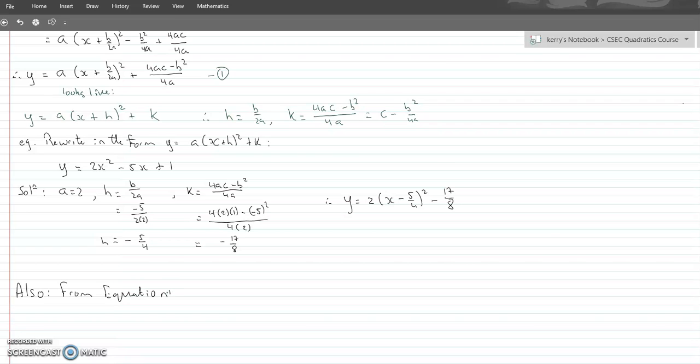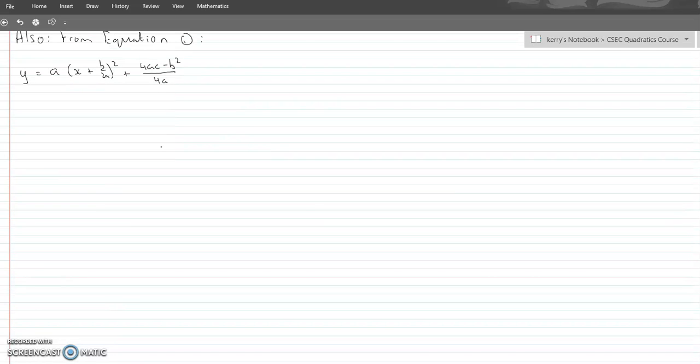Right, so this is equation 1 over here. I'll just copy equation 1 and bring it down underneath here. From equation 1, let's see if we can find another way to solve for x. So add the roots. Remember, we talked about it before.